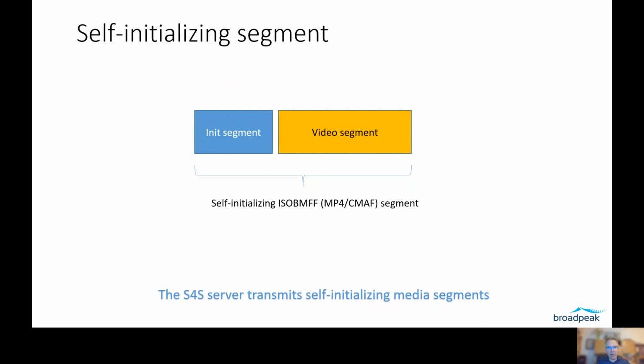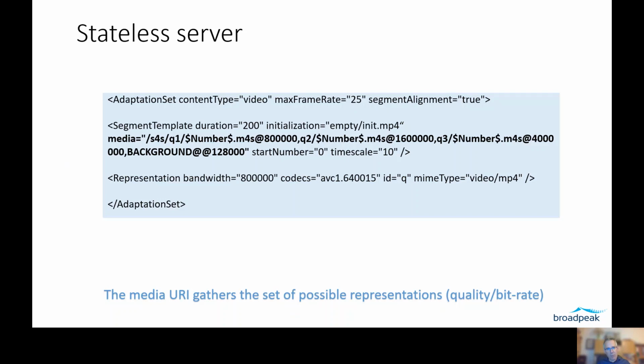The first one is a self-initializing segment, which is a video segment in which we prepend the init segment. It is simply like that. Most of the players support that. And the second feature is that we have to modify and update the manifest in order to encode a URL attached with each media segment.